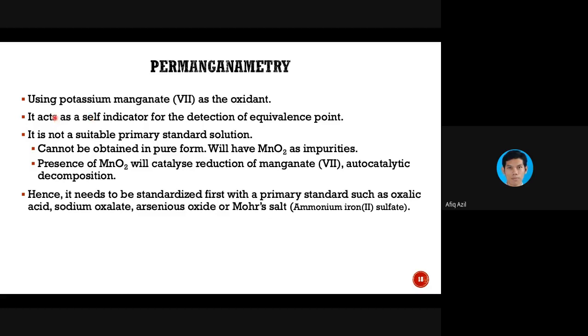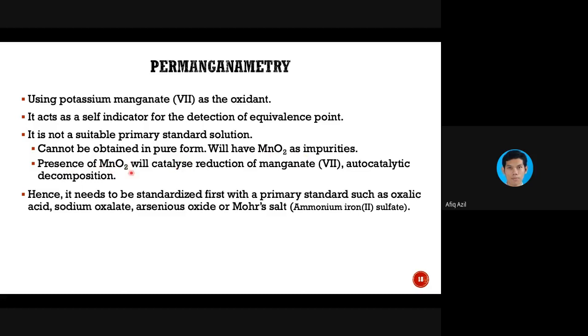So this titration involving potassium permanganate is a self indicator, so it doesn't use an external indicator because the color changes from the permanganate, which is purple. Okay, purple, very purple color, so you can actually see the difference. It is not a stable primary standard solution and cannot be obtained in pure form. Okay, because it cannot be obtained in pure form, it will have manganese oxide as impurities. Okay, so not suitable because of these impurities.